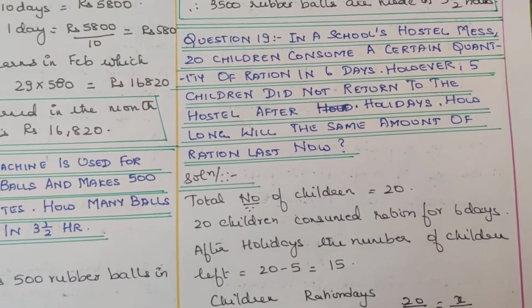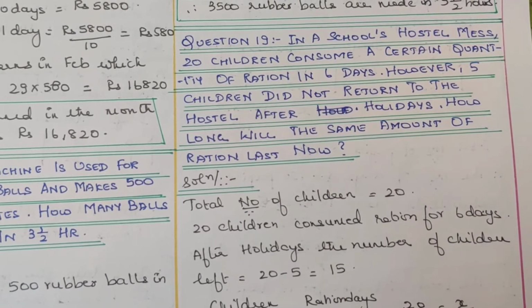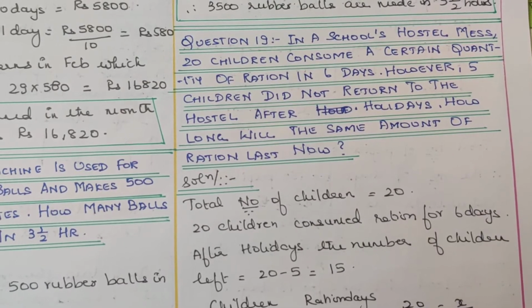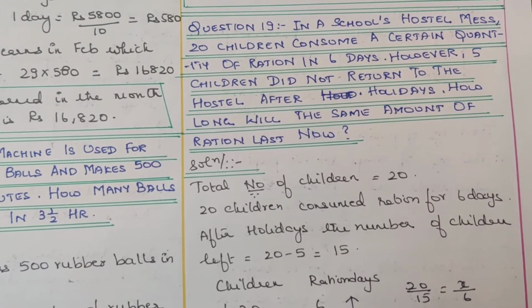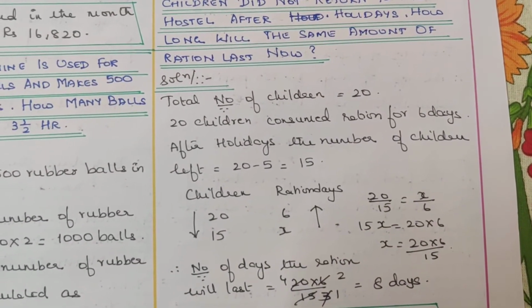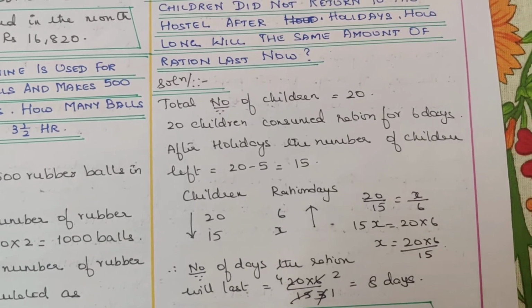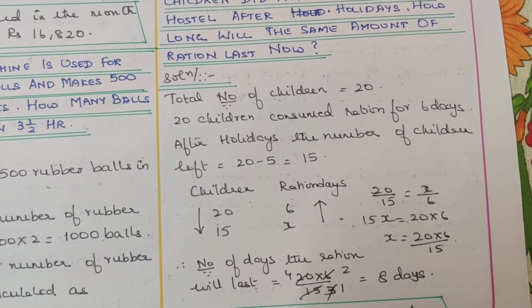In a school hostel mess, 20 children consume a certain quantity of ration in 6 days. However, 5 children did not return to the hostel after holidays. How long will the same amount of ration last? Total number of students is equal to 20. 20 children consumed ration for 6 days. After holidays, the number of students left in the hostel is 15. 20 minus 5, that is equal to 15.